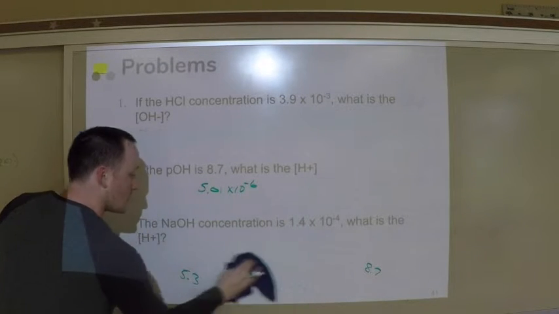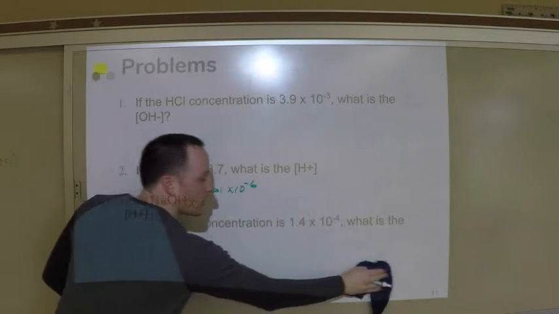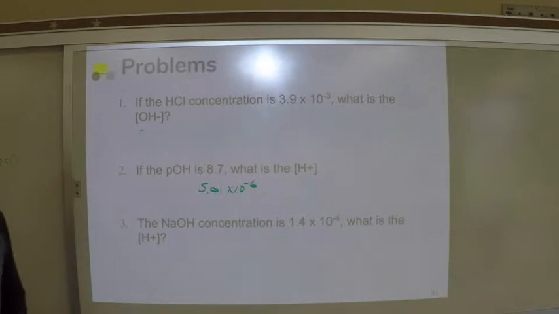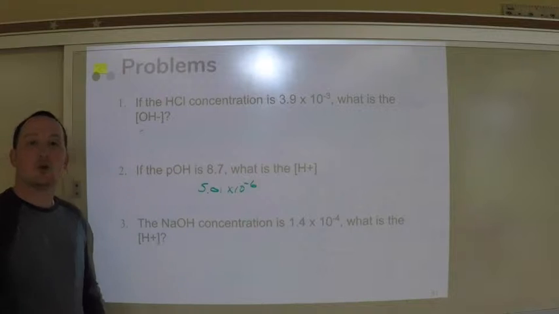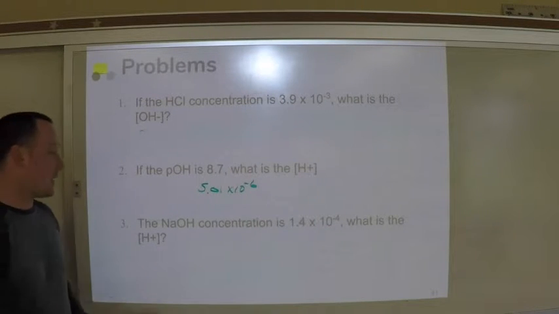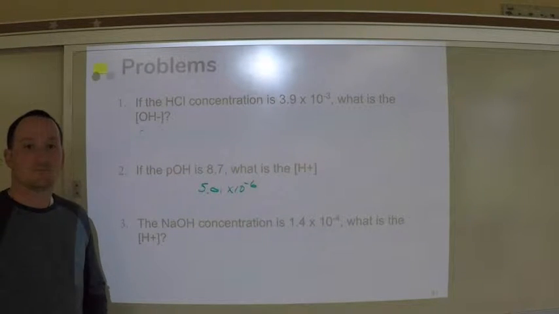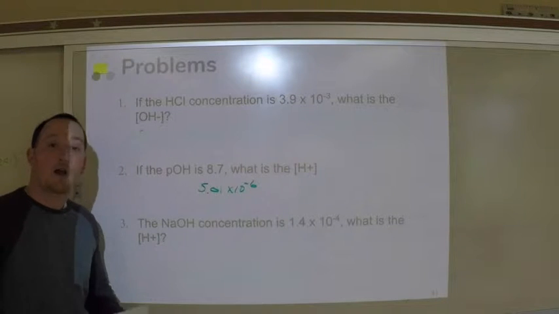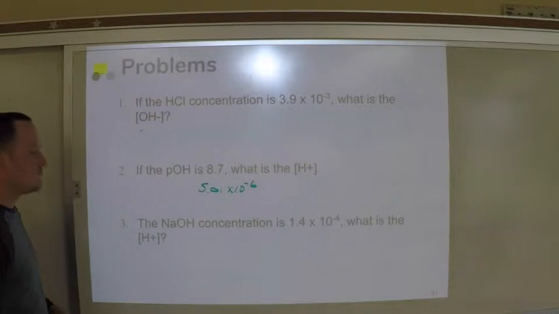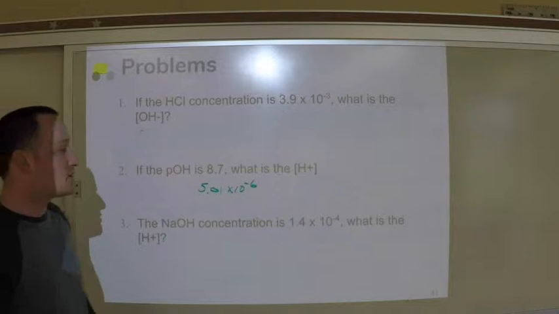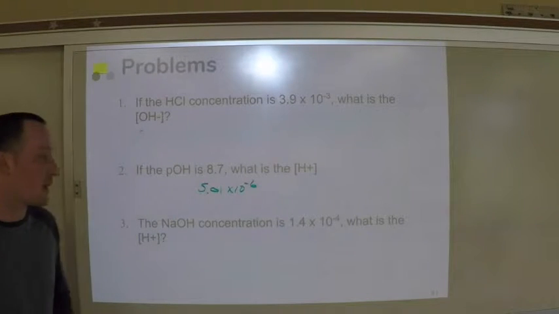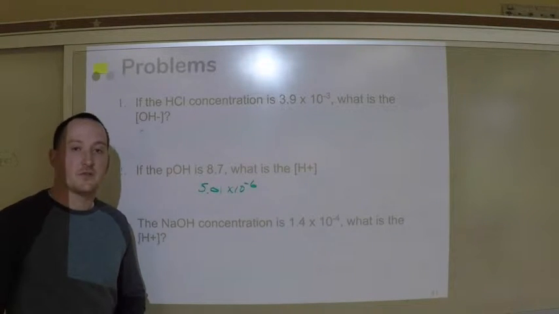Alright? Here's what I want you guys to try. I want you guys to try number 3 on your own. I will show you how to work through it on the calculator and up here on the board. Alright, so let's try number 3. So number 3 says the NaOH concentration is 1.4 times 10 to the minus 4. What's the H plus concentration?